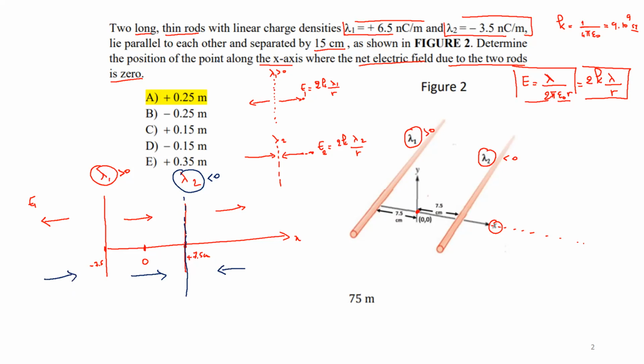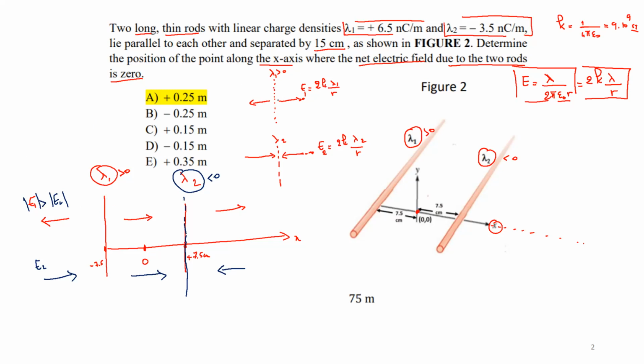So now let's come back to the question. What is the position of the point at which the net electric field is 0? Here, this is E1 and this is E2. Here they cannot add up to 0. Why? Because here E1 in magnitude is always bigger than E2 in magnitude, because I'm closer to rod number 1, and also its lambda is bigger.